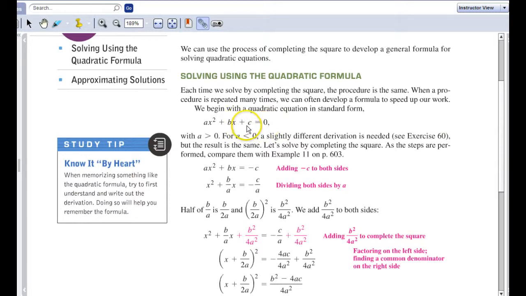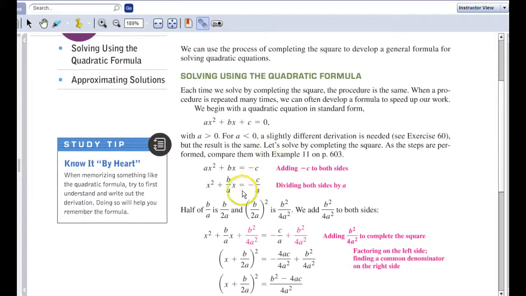And the first thing we do to complete the square is to take the c term and transpose it. They're saying adding a negative c to both sides. Okay. Now what we're going to do is divide both sides, or all terms, by a to get this to be a 1. So that's what we're doing.